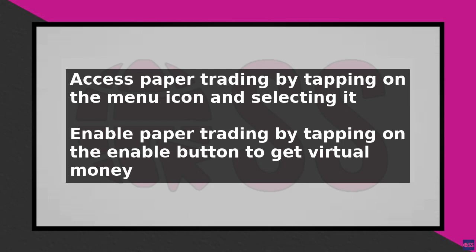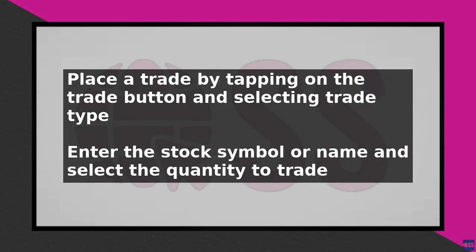To place a trade, tap on the Trade button and select the type of trade you want to make, such as buying or selling a stock. Enter the stock symbol or name and select the quantity you want to trade. You can also set a limit price or stop loss to manage your risk. As you practice trading, you can monitor your portfolio and track your performance in real time.